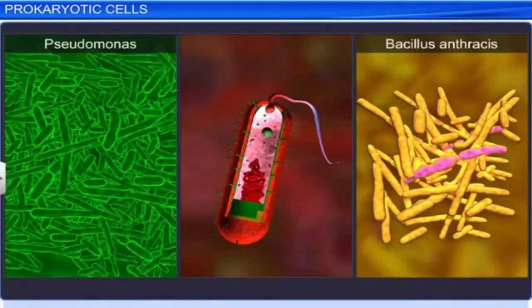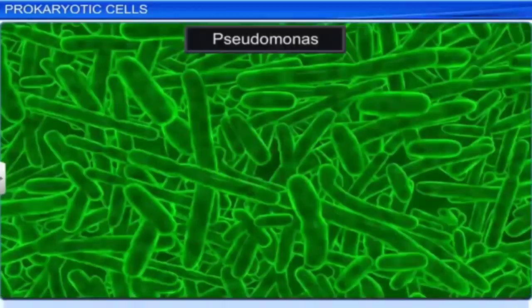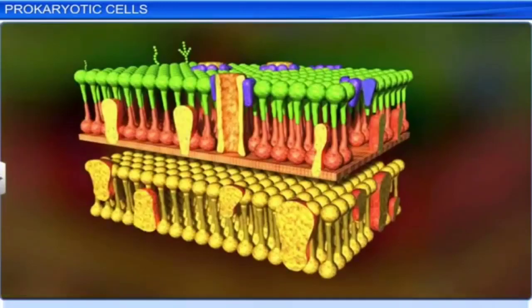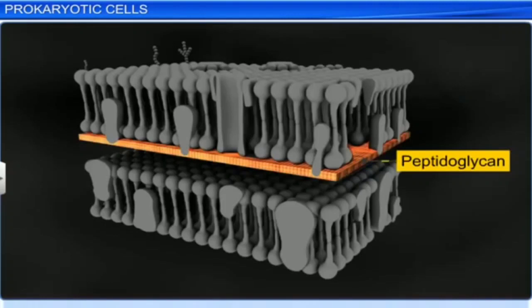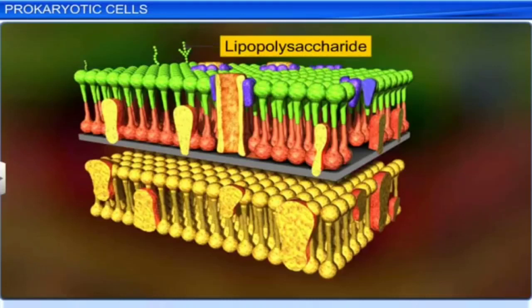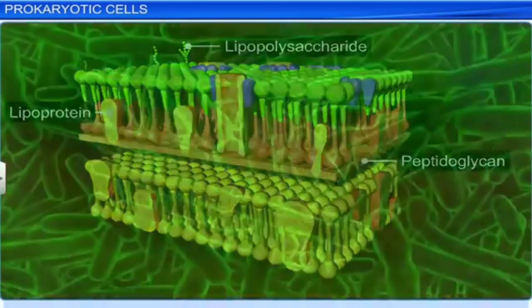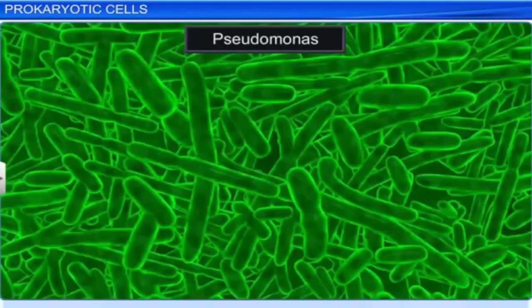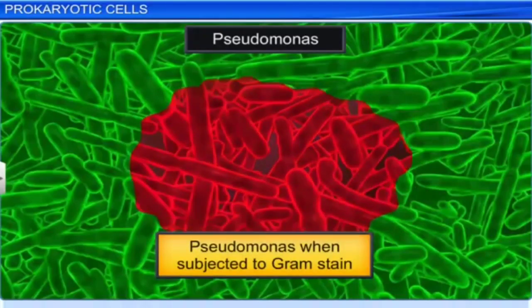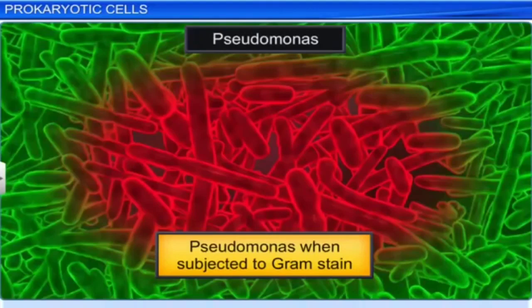In certain prokaryotes, such as Pseudomonas, the cell wall is composed of a thin inner layer of peptidoglycan, and an outer membrane of lipopolysaccharide and lipoprotein. When such prokaryotes are subjected to the gram staining procedure, they do not take up the gram stain, but appear red or pink when counterstains such as safranine are added. Hence, they are called gram-negative bacteria.